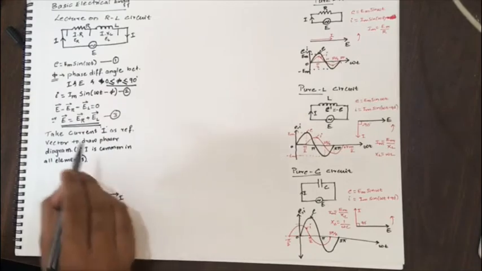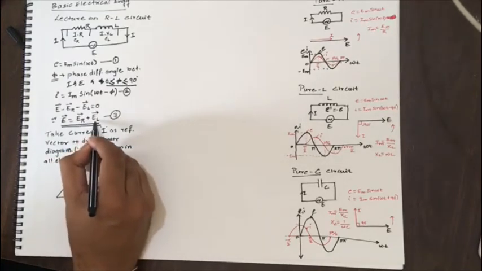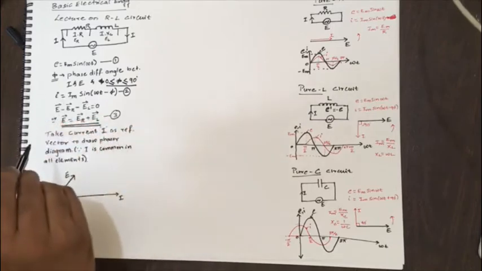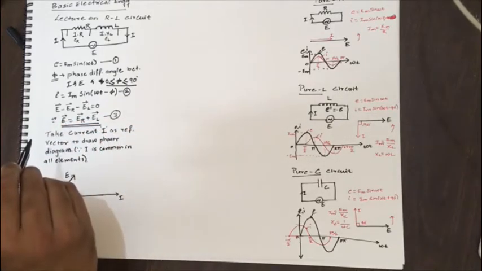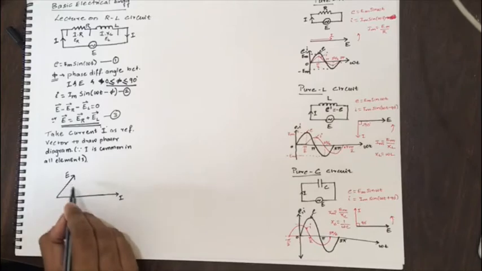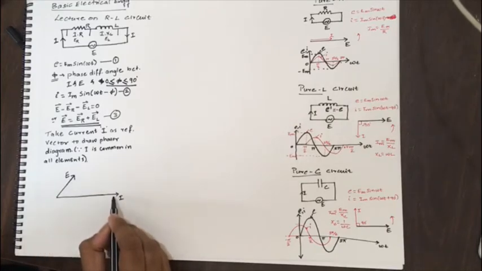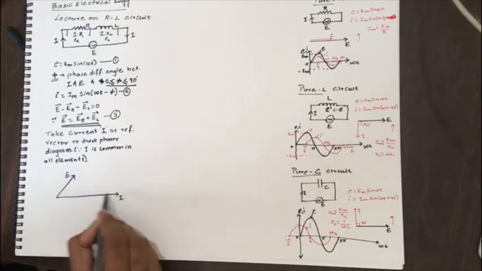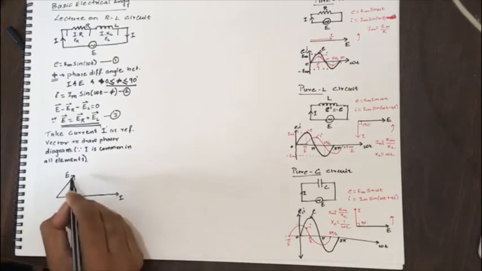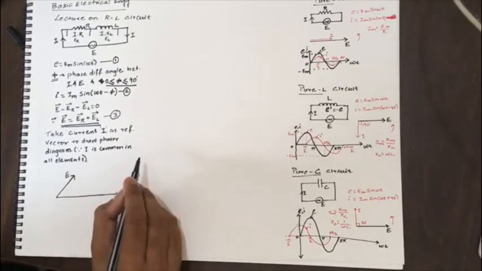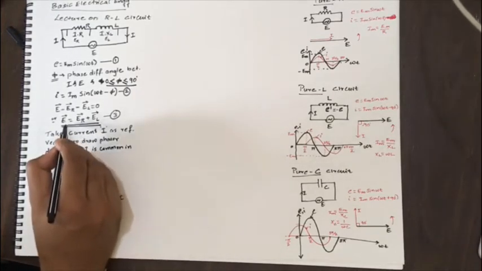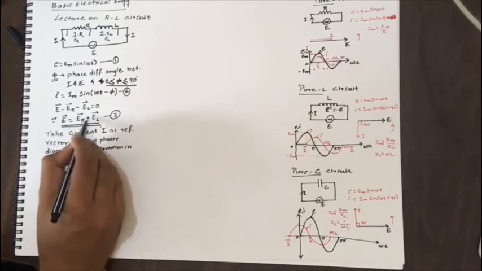So when I add ER and EL, I should be getting the phasor relation between this E and I such a way that E leads I by an angle phi, or I lags E by an angle phi. Now we shall see how to obtain this equation vectorially.